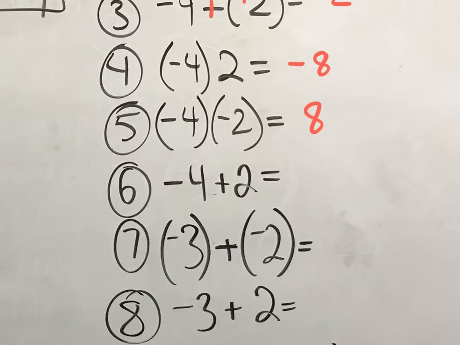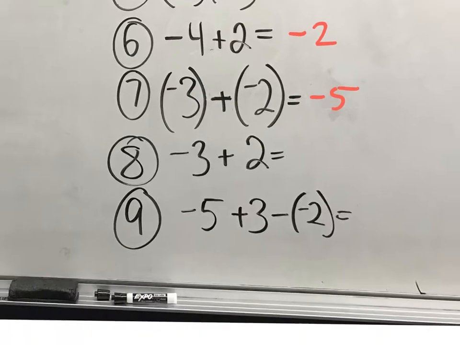Number 6, are we multiplying? No, we're thinking of money. So what does this mean? That you owe $4 and you have $2, so you don't owe negative 2. Yeah, you owe 4, you have 2, you're still going to owe 2. Number 7, am I thinking of money or multiplying? Is there a sign between them? Yeah, there is, so you are thinking of money. What does this mean? Negative 5. You owe 3, you owe 2, and together you owe 5. Total of 5.